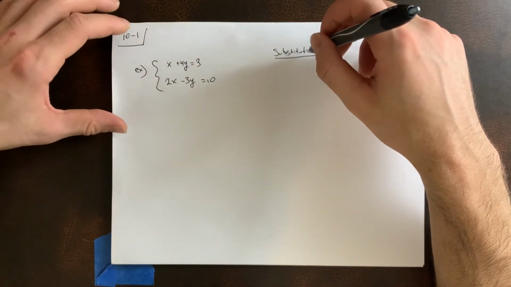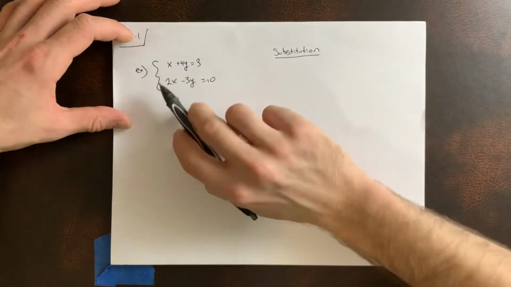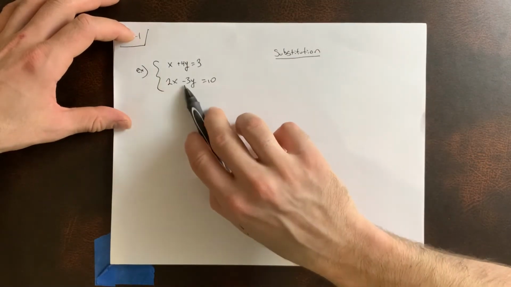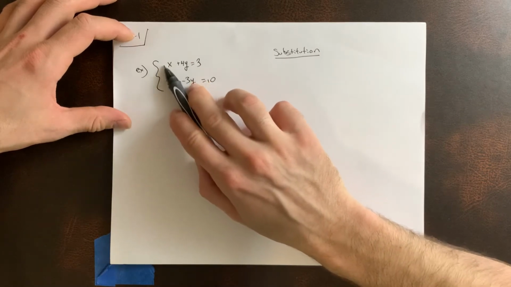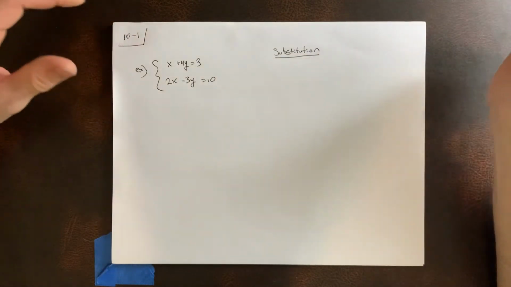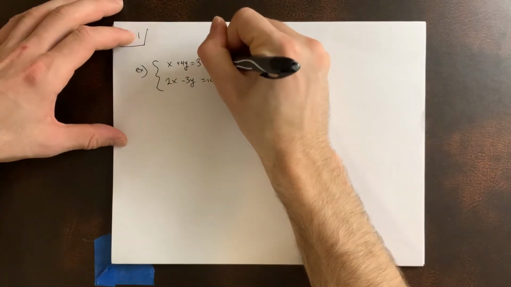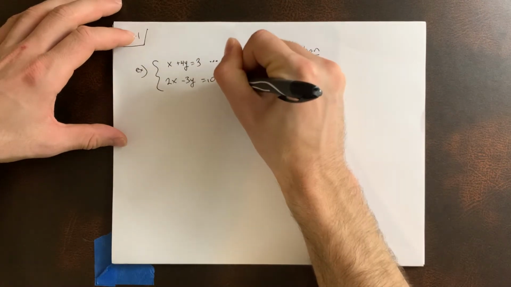So substitution is going to be kind of helpful when you have a variable that only has a number 1 in front of it. So you see here, we got a 2, a 3, a 4, but this one has a 1 in front of it. When we have a 1 in front of one of our variables, then this method is going to work good. So let's talk about what we're doing here. First, let's label these equations. Let's call this one equation 1, this one equation 2.